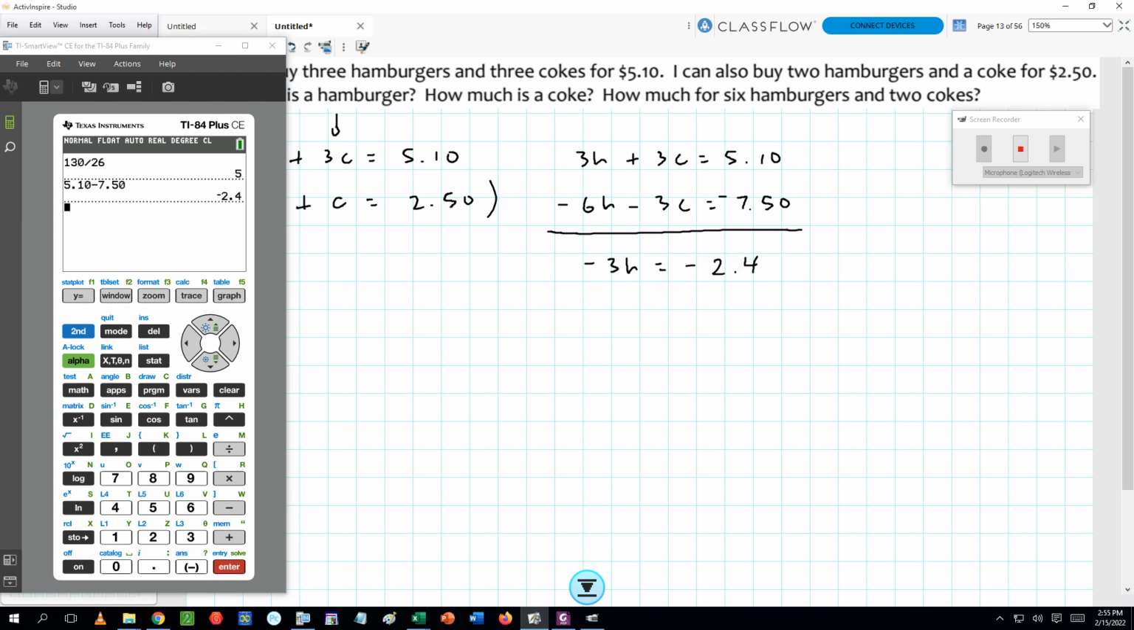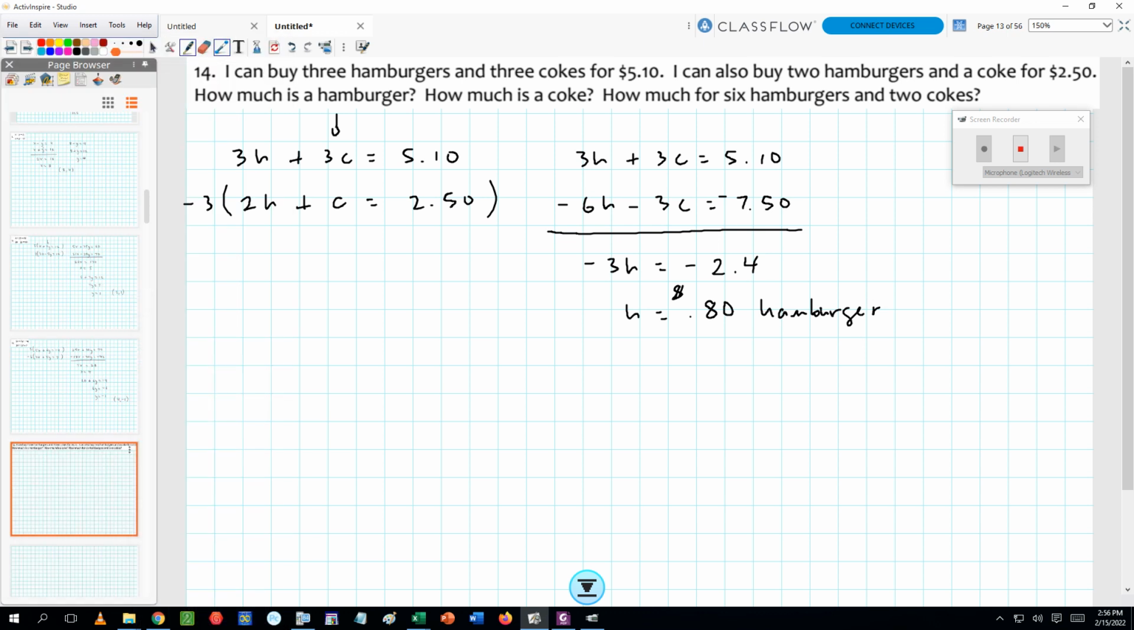And I'll divide the negative 3 into that, divided by negative 3, and you'll see that a hamburger is 80 cents. Let's put a little dollar sign there. So that's for a hamburger. So how much is a hamburger? 80 cents. How much is a Coke?